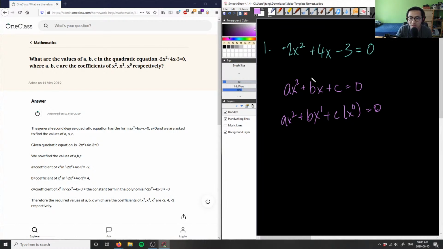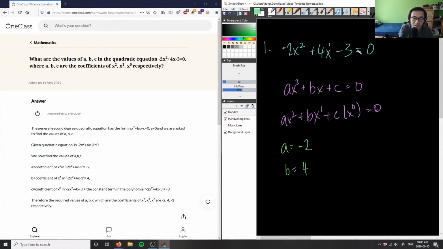So now all we have to do is look at the quadratic equation that's given to us and see what terms fit in this template. We have negative 2 beside x squared, which means a has to equal negative 2. We have 4x, which is x to the power of 1, and then our b value, so it's going to have to be a positive 4. So b will equal 4. And finally, c is going to have to equal negative 3, because that's our constant term.